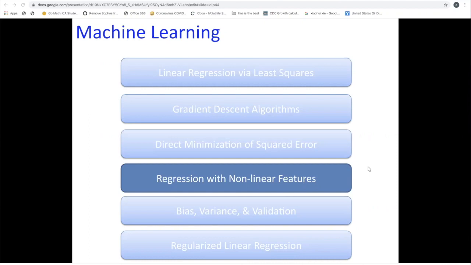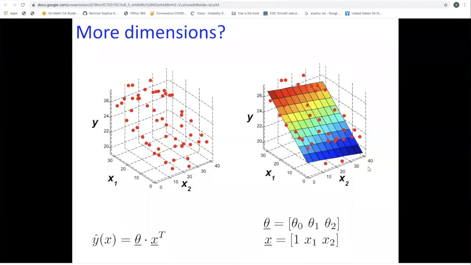Let's talk about how to do regression with nonlinear functions. Right now, everything we've talked about is linear combinations of the input features. Even in this two-dimensional case, your prediction goes along a plane, and in a high-dimensional space that will be a hyperplane. That is the key characteristic of linear combinations of features.